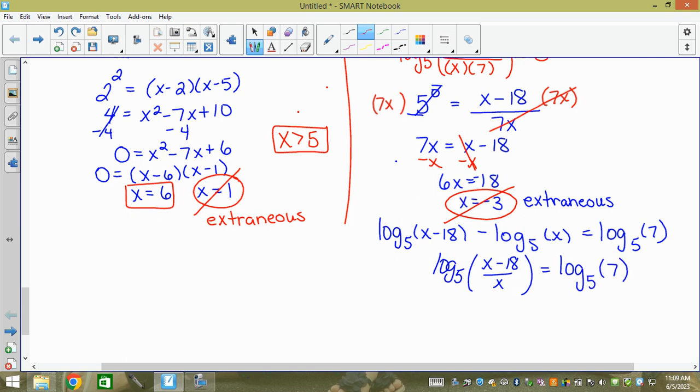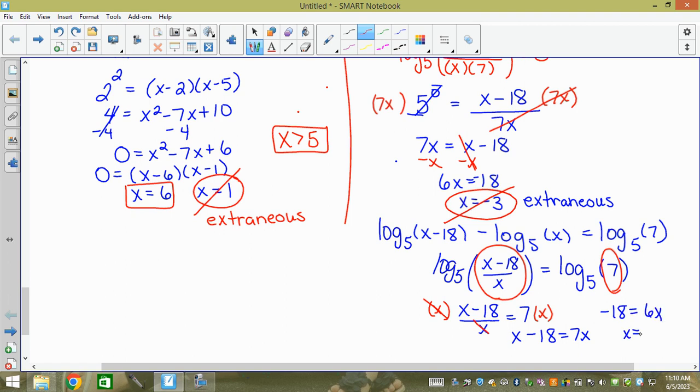Now, if I have log base 5 of this equals log base 5 of this, what can I say about those things? They're equal. So I get x minus 18 over x equals 7. Multiply my x up. X minus 18 equals 7x. Negative 18 equals 6x. X equals negative 3. Same answer. Same word, extraneous.